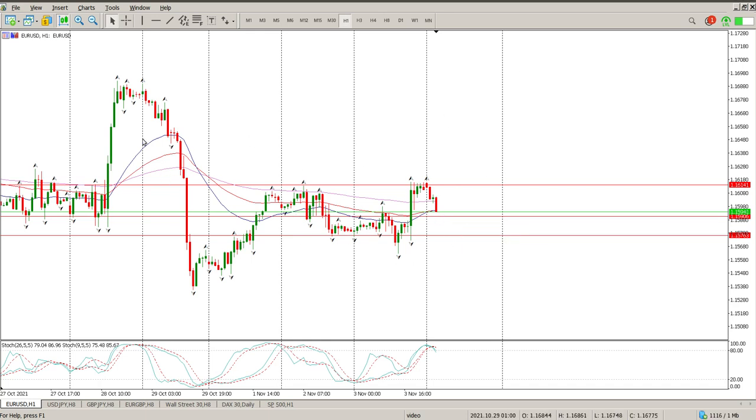A pretty big cup and handle forming, but because we are in amongst the moving averages like this, and the moving averages are pretty much flat, this is a sideways market, so I stay out of it.